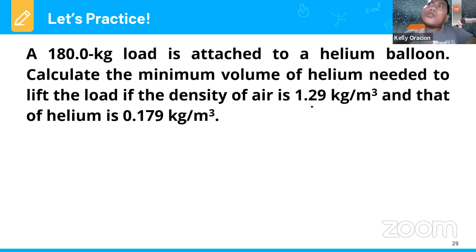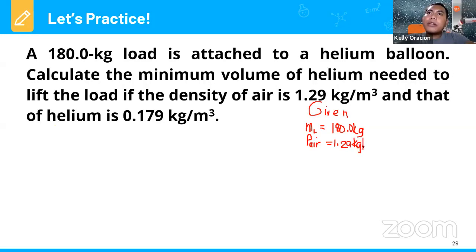Sir, paano ni siya i-solve? No, tuturuan ko kayo ng shortcut, okay? But later, I will explain the derivation. Paano siya na-derive ang formula, but let's proceed to the shortcut. Let's write the given first. The given are the following. The mass of the load, ml, the mass of the object, is 180 kilograms. And then, another given, we have the density of the air. The density of the air is 1.29 kilogram per cubic meters. And the density of the helium, of course, you know naman, di ba, the chemical symbol of helium, He, no? The chemical symbol for helium is He. So, the density of the helium is 0.179.